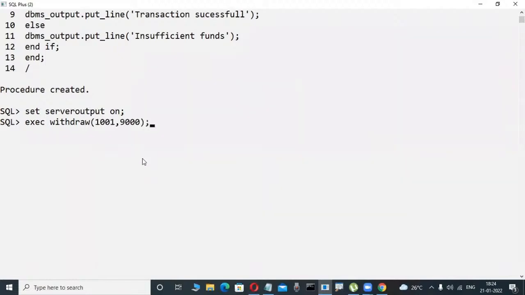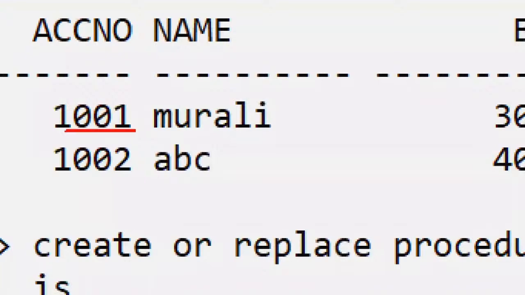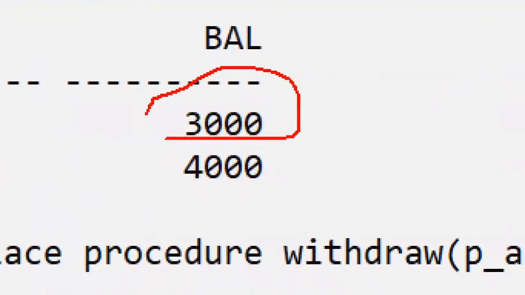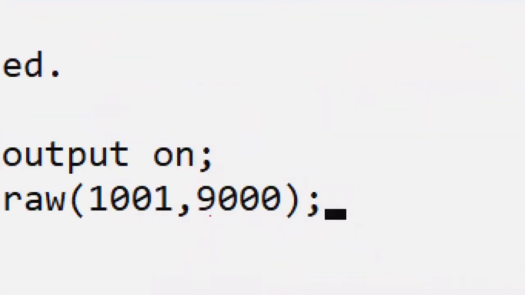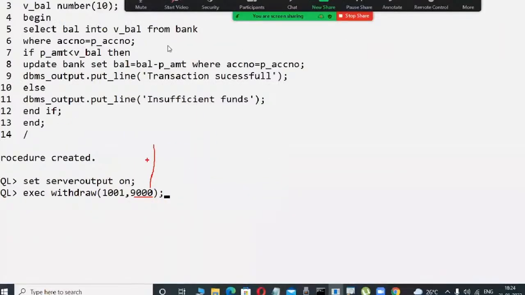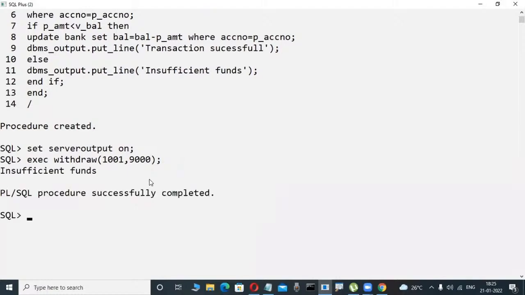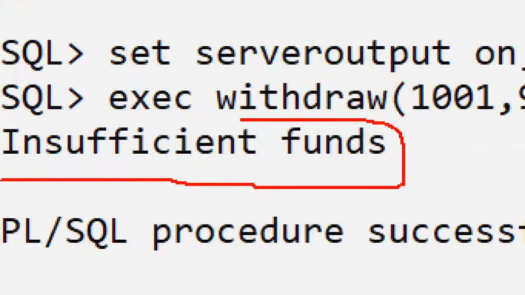Observe here in this table, slowly observe. Scenario, observe the logic. 1001 is my account number. Murali is my name only. Now my balance is how much? 3,000. In my table, 3,000 is the current balance. My account number is 1001, but I try to withdraw how much? 9,000, I try to withdraw, because I'm writing this program only. Is withdrawing 9,000 possible? No. So now here it will give a message, insufficient funds.